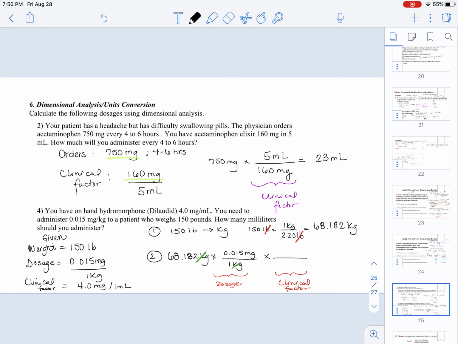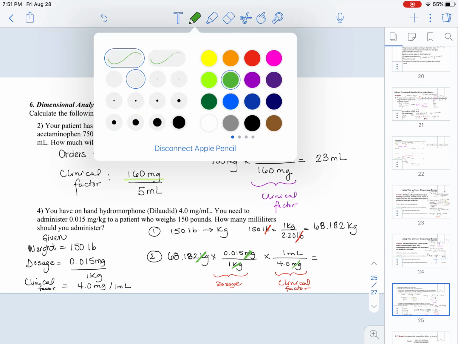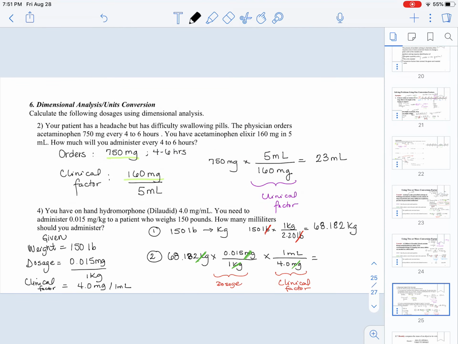Next fraction, which is the clinical factor. Again, I'm going to use my clinical factor and put it as a fraction in which the bottom has to match the unit that I have on top, which is 4.0 milligrams. And on top, I'm going to put 1 milliliter. The milligrams cancel. So then my final answer is going to be in milliliters. Let's say that for this case, I ask you guys to put this answer in 2 decimal places.